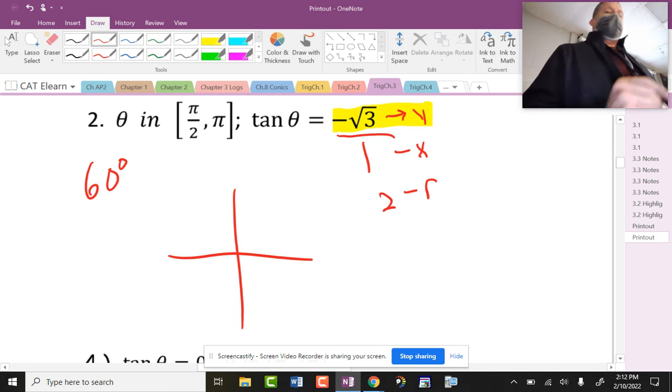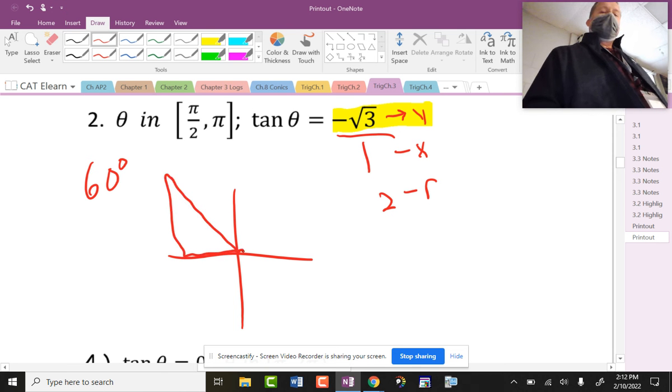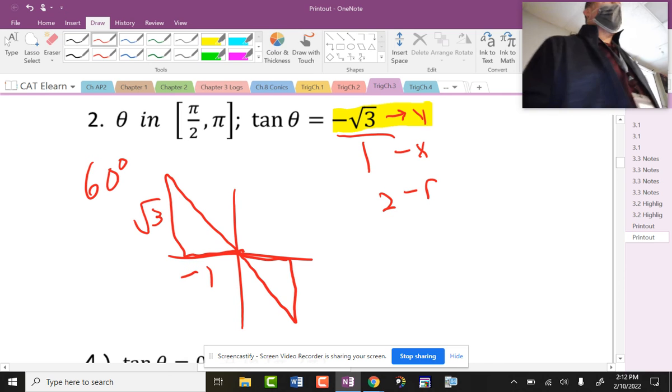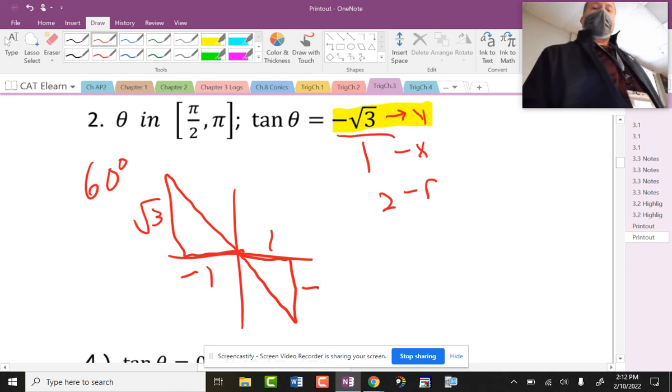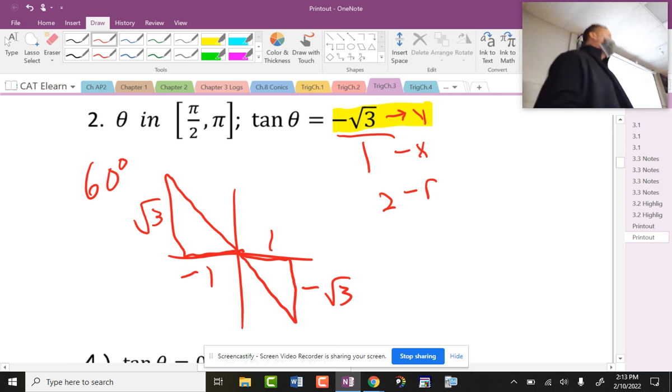Where's tangent negative? What's 2 quadrants? 3, 2, 1, go. 2 and 4. And it's very easy. One left, root 3 up. Yeah, that's a negative over a positive. 1 right, root 3 down. Yeah, that's a negative over a positive, or vice versa. I don't care which one's which. First one is a positive over a negative. Who cares? Semantics. And then the radius, of course, is 2.